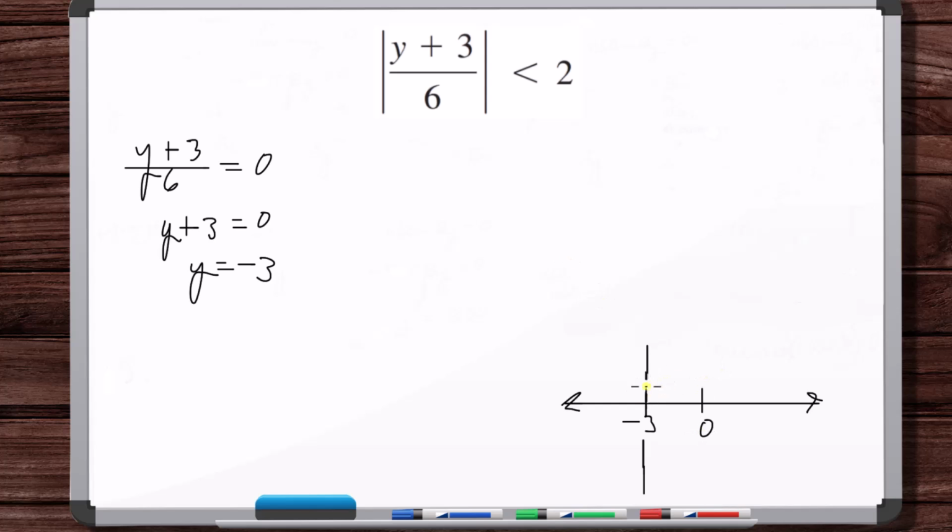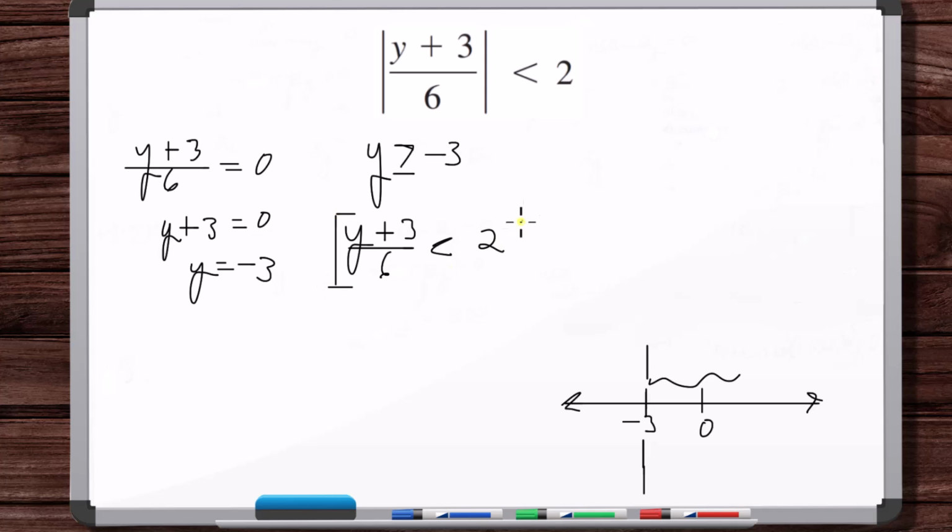Okay, so when y is greater than or equal to minus 3, this is going to be positive or 0. So we do, okay, multiplying this entire inequality by 6, we get y plus 3 is less than 12. Subtracting 3 from both sides, y is less than 9. So where do these cross? y is greater than or equal to minus 3, and y is less than 9. That's just going to be this.